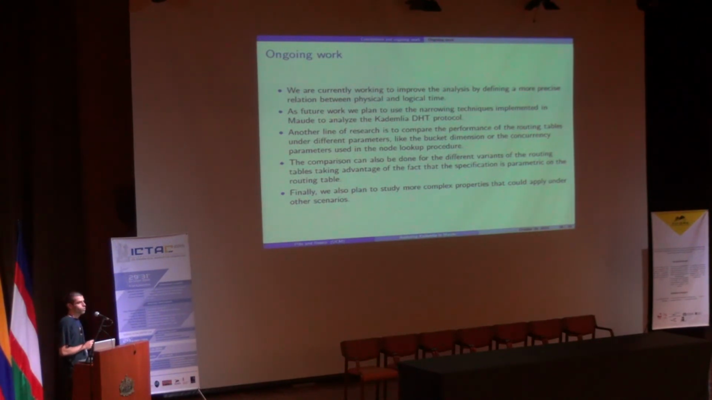For example, we would like to improve the way we deal with time. We just add one or subtract one, we get a tick message, but this is not very realistic. We would also like to use the narrowing techniques that we have now in Maude to prove better properties. And it will also be interesting to compare the performance of the protocol when you vary the parameters. So you can take different routing tables and different limits, and check how the protocol varies.